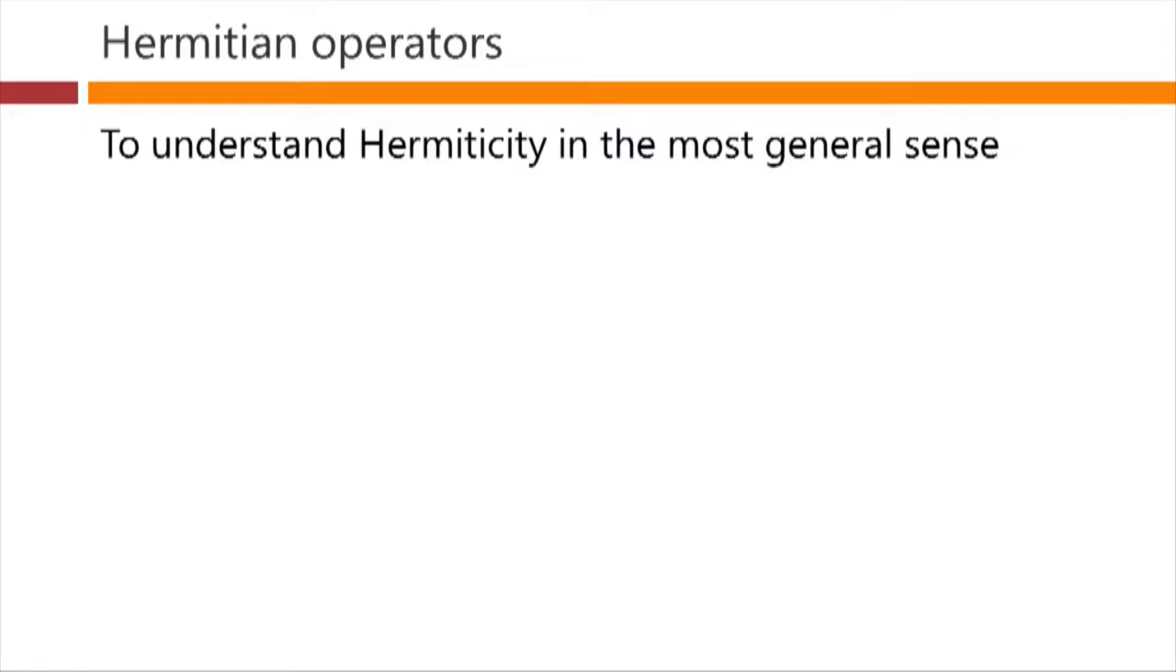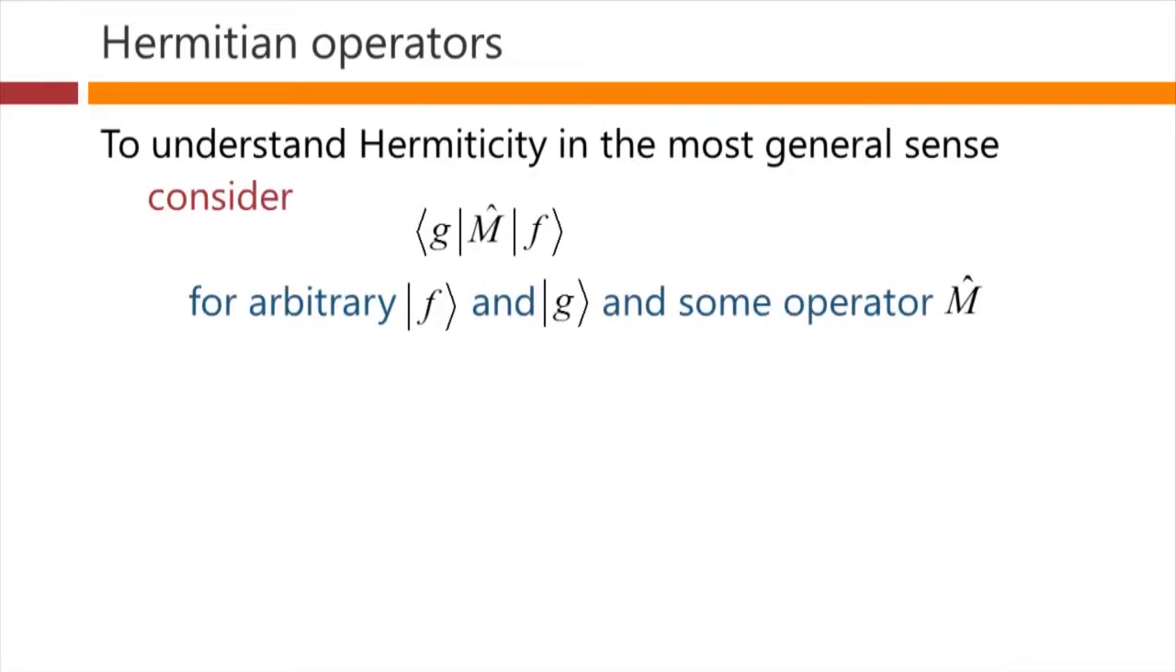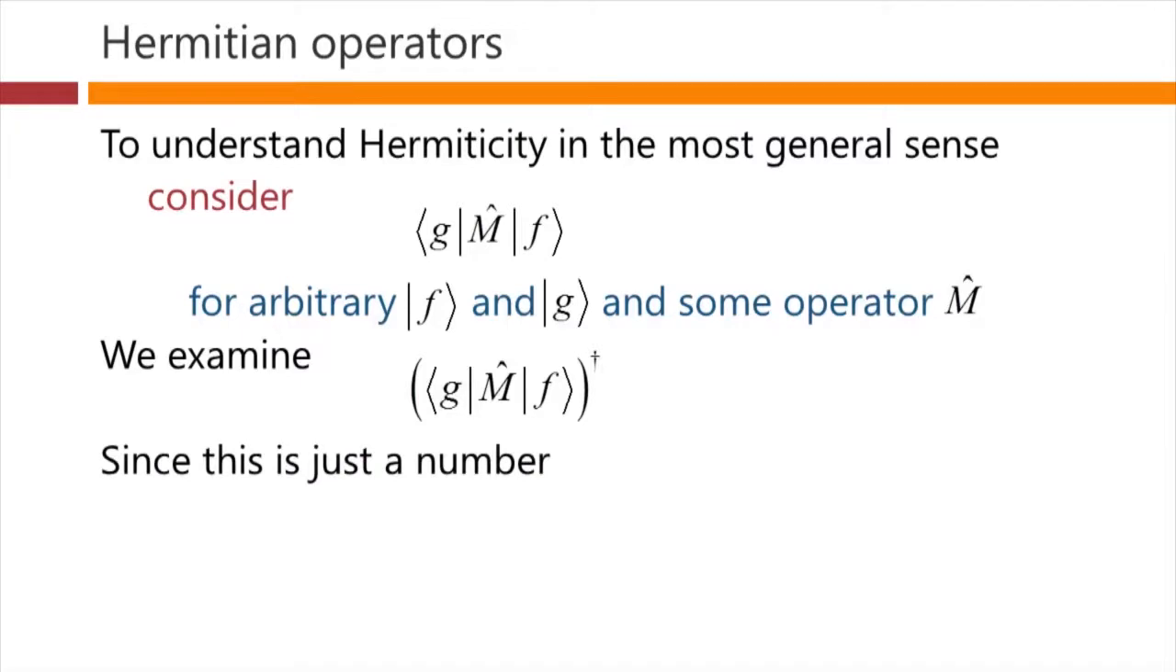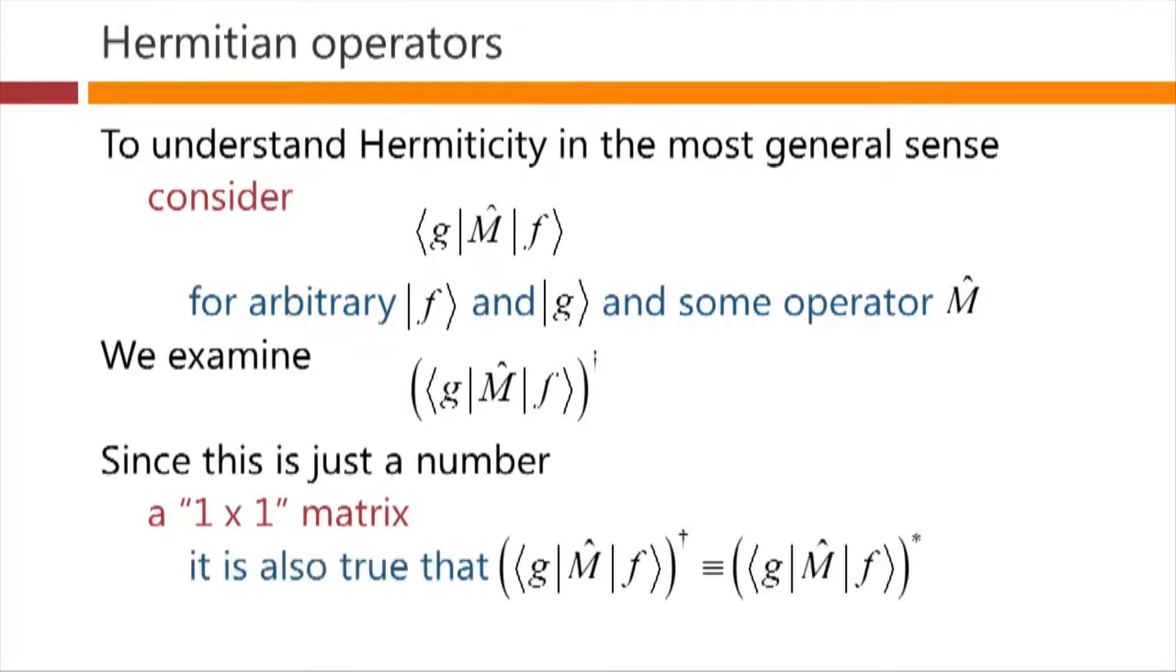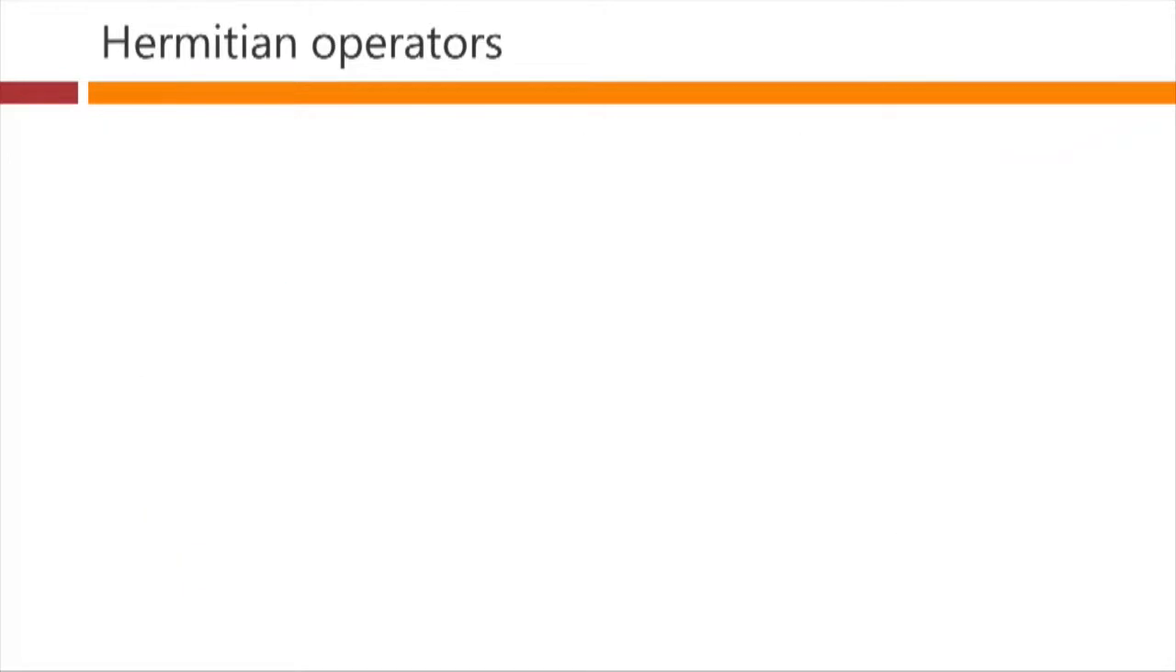To understand Hermiticity in the most general possible sense, consider this product here. A bra vector G, our matrix of interest, or our operator of interest, M, and a ket vector, F. And these are going to be arbitrary vectors G and F and some operator M. And let's look at the Hermitian adjoint of this product here. Now, this entity here is just a number, a one-by-one matrix if you like. So the Hermitian adjoint is just the complex conjugate in this particular case.